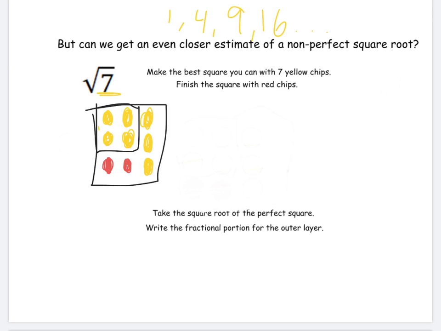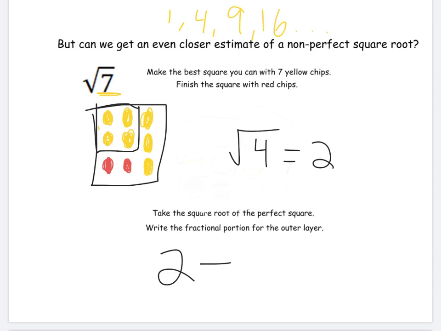So in order to make this estimate, now that you have your model drawn, it says take the square root of the perfect square. So my perfect square is 4 chips. So I need to take the square root of 4, which gives me 2, because 2 times 2 is 4. So I know that my big number and my mixed number, because I make a mixed number, which is a whole number and then a fraction, is 2.